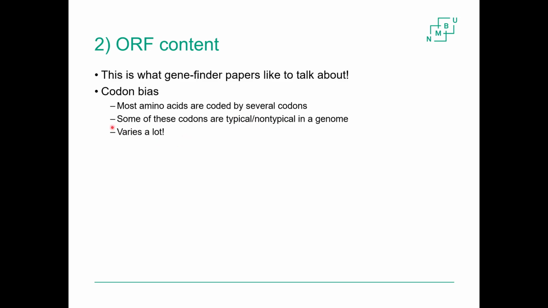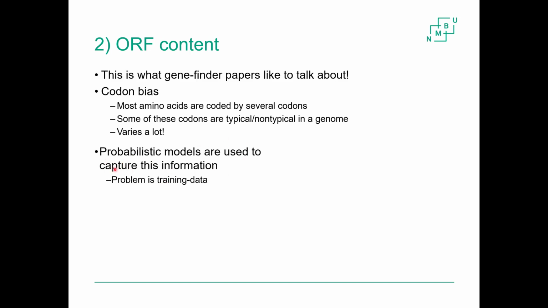The problem is that it varies a lot between the organisms. So it's difficult to sort of make use of this. If you have discovered this pattern for one organism, you cannot use it on a different organism because the pattern will be different. What we in principle can do is to make some probabilistic models based on this, but the problem is to have the training data, right? We need some genomes where we know the actual genes, and these genomes must be quite similar to the ones we are looking at, the new genomes we are looking at now.